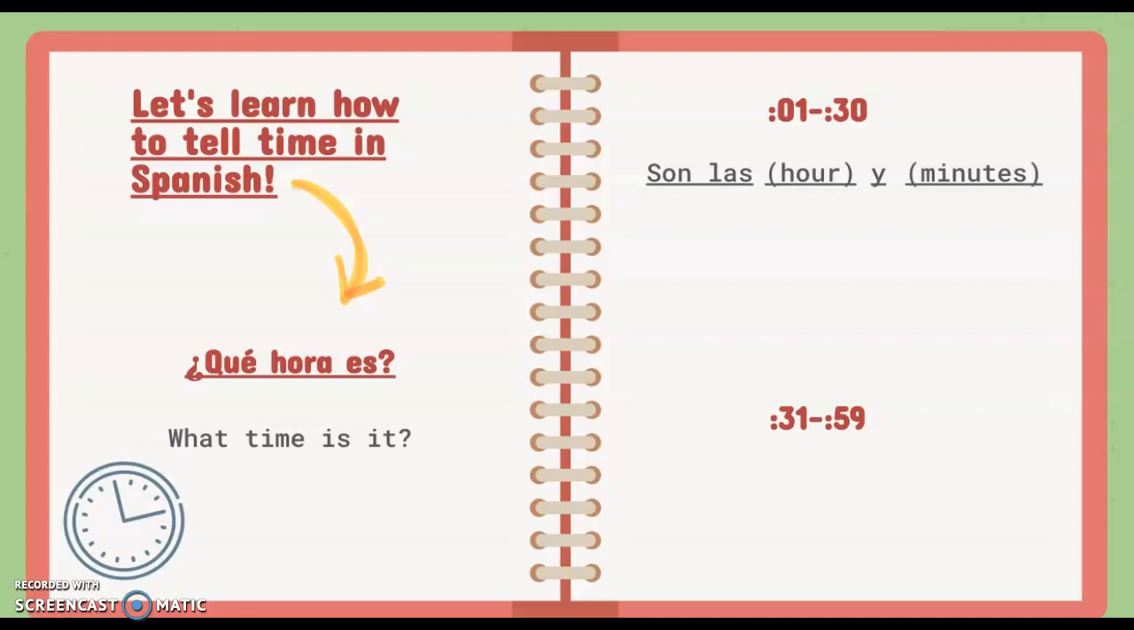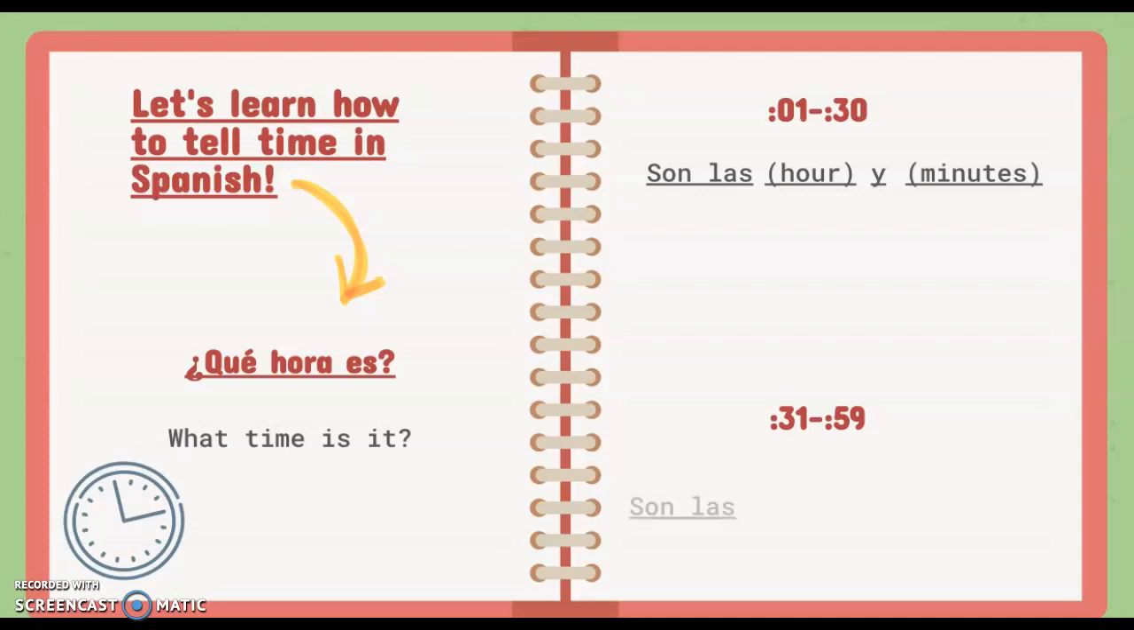Now, something different in Spanish than in English is that at the second half hour, you're actually going to the next hour and subtracting from it. So again, if we are talking about minutes 31 to 59 in the hour, or the second part of the hour, we are going to have a different sequence. So let's take a look at it.